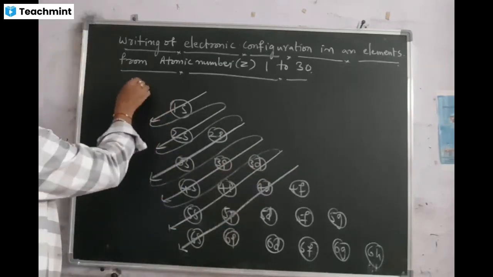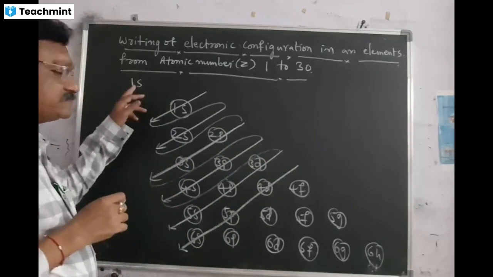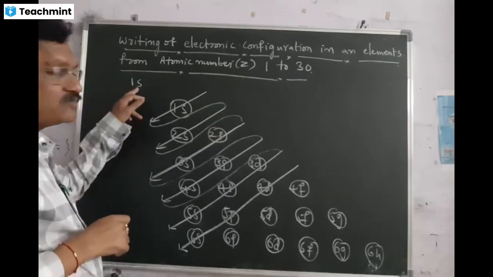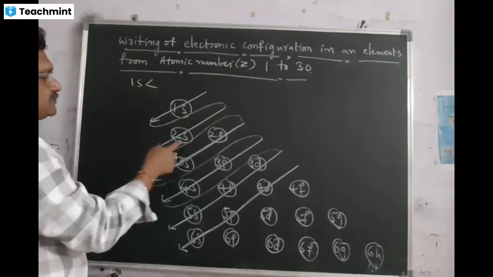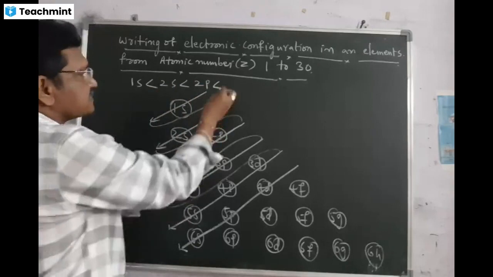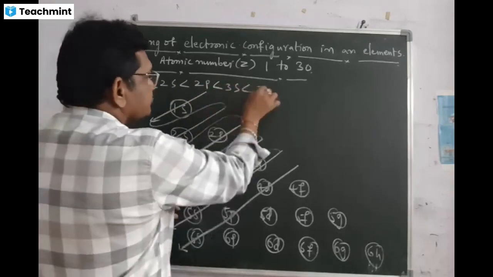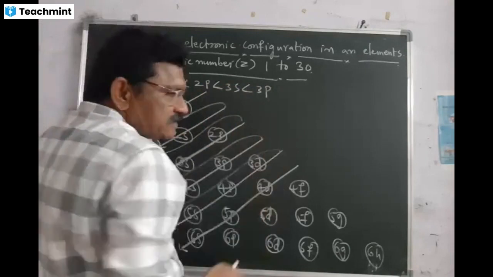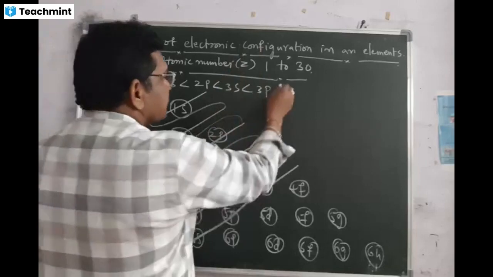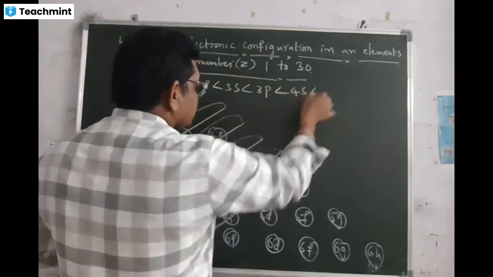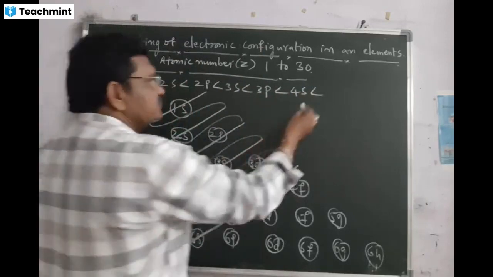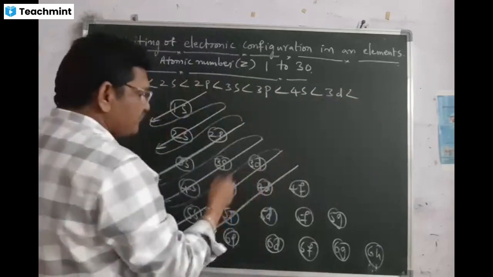See, the first orbital is 1s. That means electrons fill from lower energy to higher energy. Electrons go into the 1s orbital first, followed by 2s, then 2p, then 3s, then 3p. Here we are writing in increasing energy of orbitals. Then 4s. After completing 4s, the next electron enters into 3d. Then 4p.